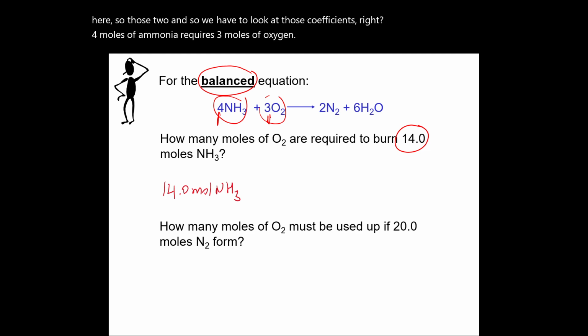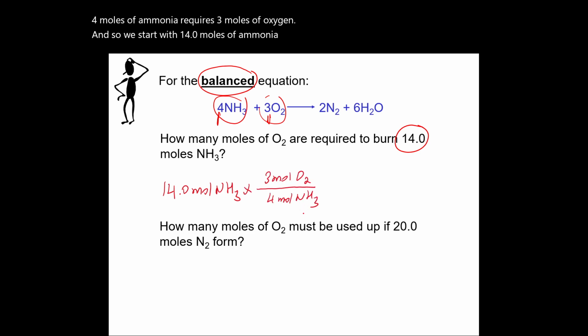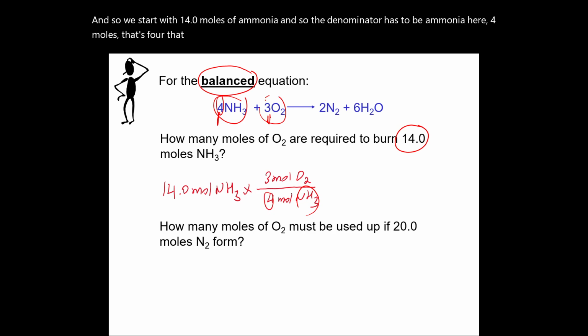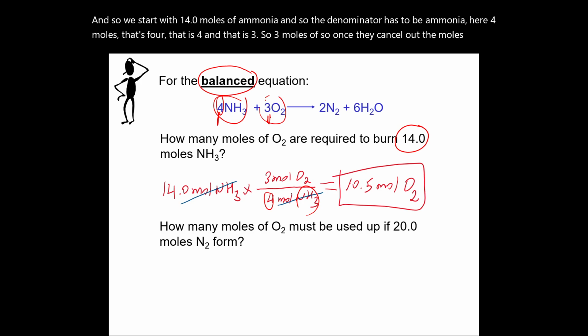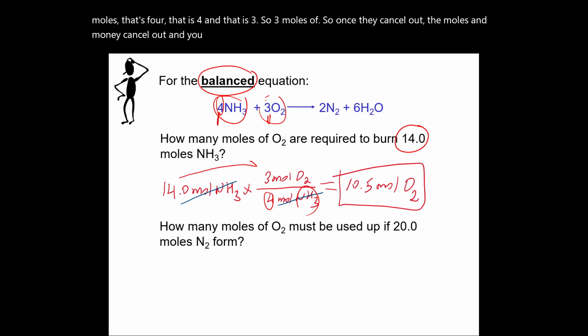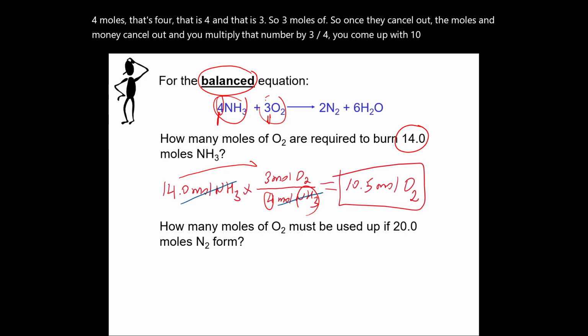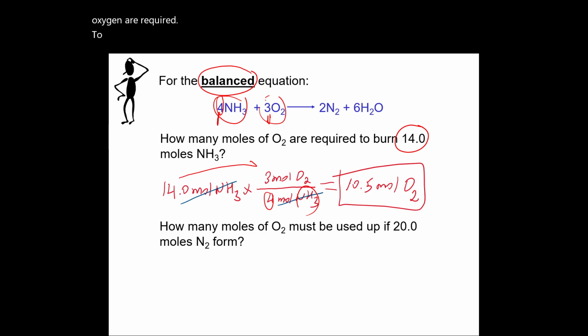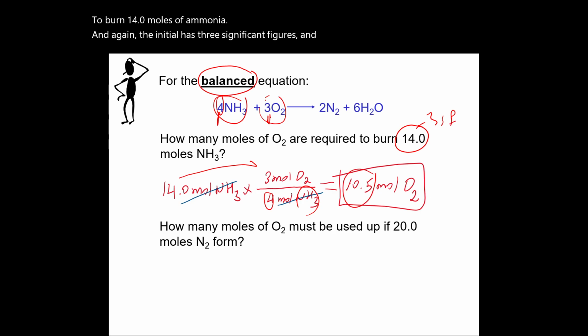And so we start with 14.0 moles of ammonia, and so the denominator has to be ammonia here, 4 moles, that's 4, that is 4, and that is 3, so 3 moles of oxygen. Once they cancel out, the moles of ammonia cancel out, and you multiply that number by 3 divided by 4, you come up with 10.5 moles of oxygen are required to burn 14.0 moles of ammonia. And again, the initial has 3 significant figures, and your answer has to have 3 sig figs.